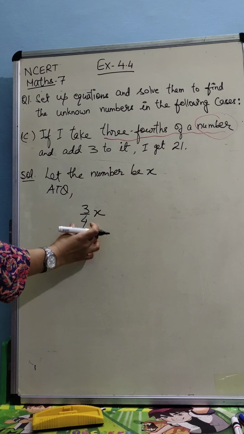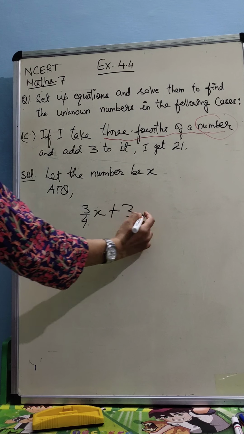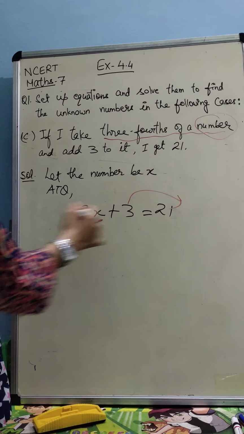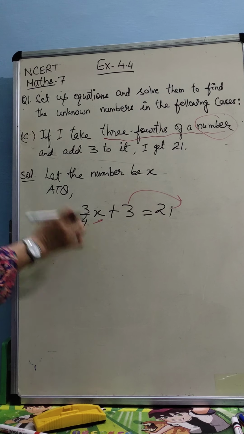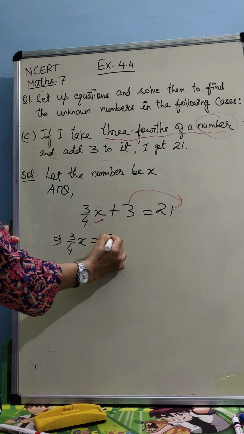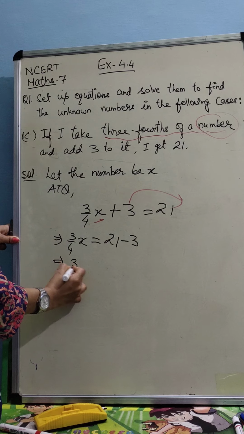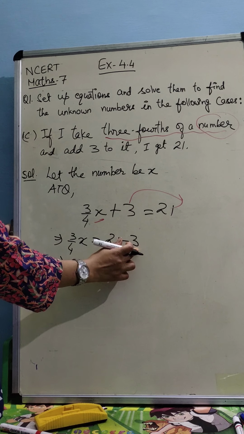If I take 3/4 of a number and add 3 to it, add means plus 3 to it, 3 if we add to it, I get 21. Find the unknown quantity here. Unknown number here is x. So first this will be transposed to the RHS because we want x, and this term contains x, so it will remain in the LHS only. So we will have this is equal to 21, and when this is transposed it will become minus 3. Okay, LHS as it is. RHS 21 minus 3. 21 minus 3 is how much?